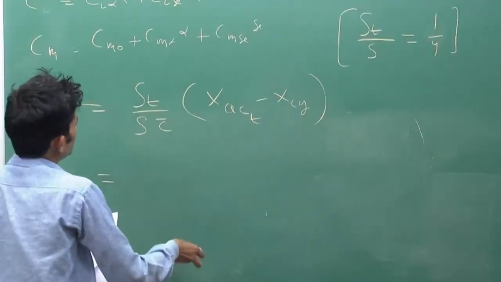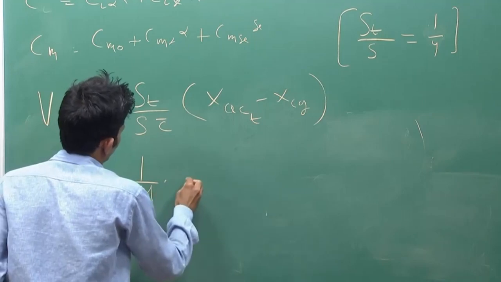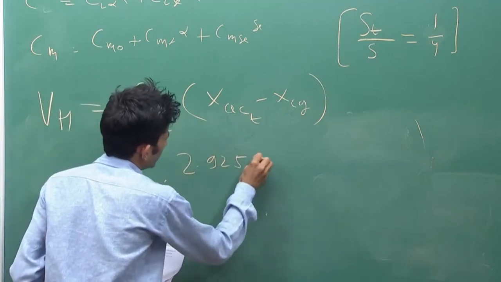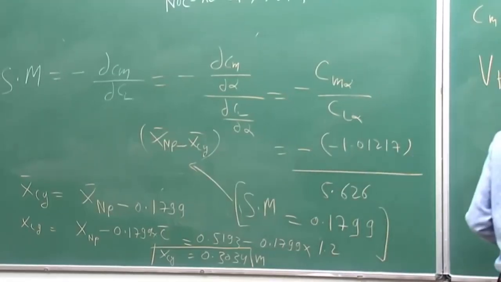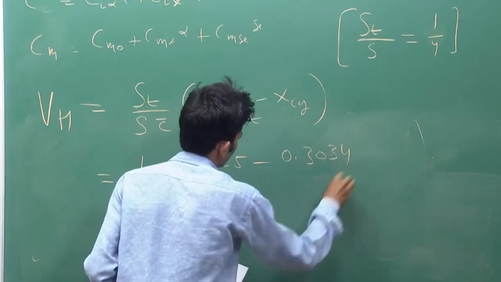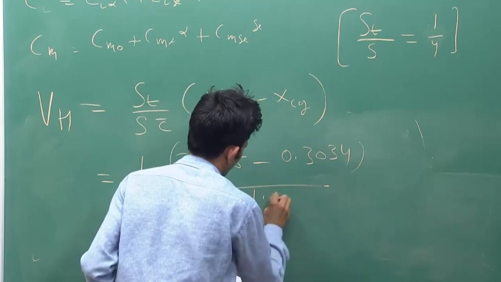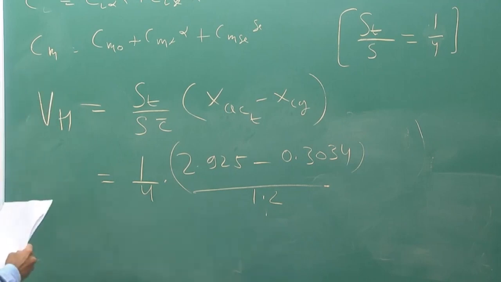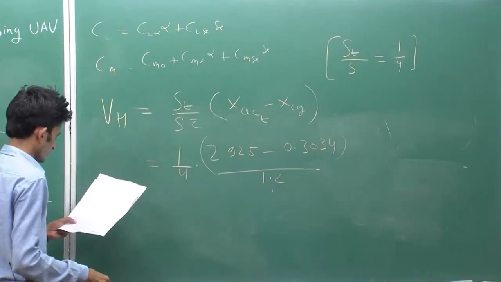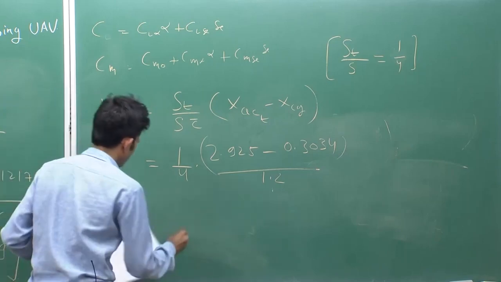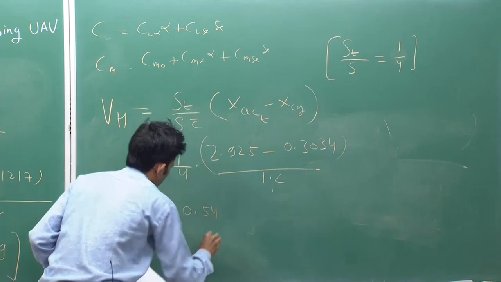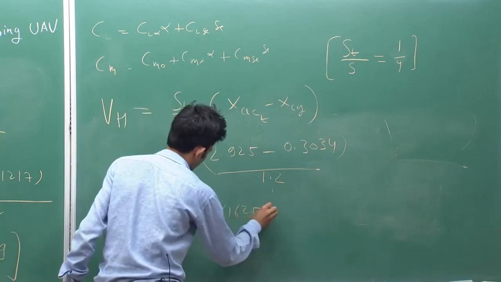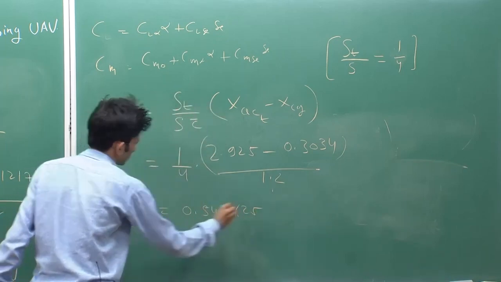So, ST by S is given 1/4, and XAC of the tail is 2.925, right, and XCG is 0.3034, divided by 1.2 C bar. Okay. So, what will you get? You will get approximately 0.5461625. This is nothing but your tail volume ratio, horizontal tail volume ratio.